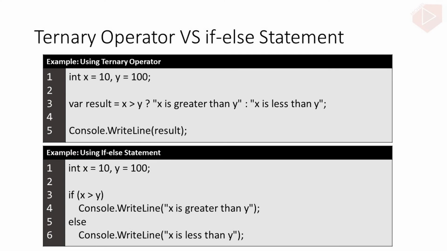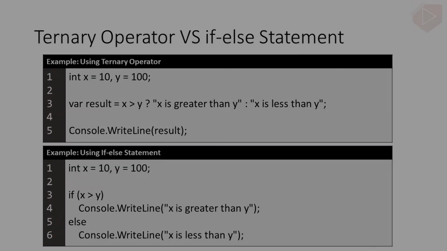These two sample programs will provide the same output. The first sample uses a ternary operator, while the second example uses the typical if-else statement. So basically, a ternary operator is a short form of an if-else statement.